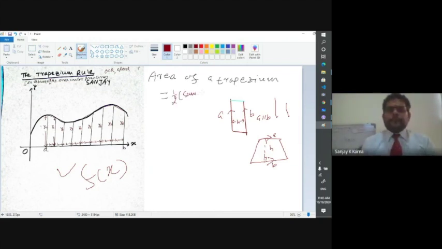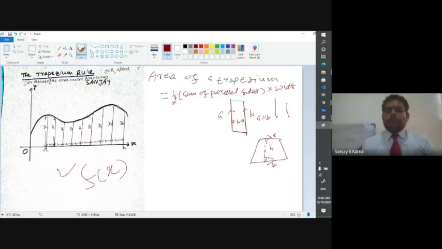In that case, the area of a trapezium is half times the sum of the lengths of the parallel sides, times the width. Width can be height also. Width means the distance between the two parallel sides. So the distance between the two parallel sides is S, and you can call it the height here. And the distance between A and B is H, so in this case we can call it the width.